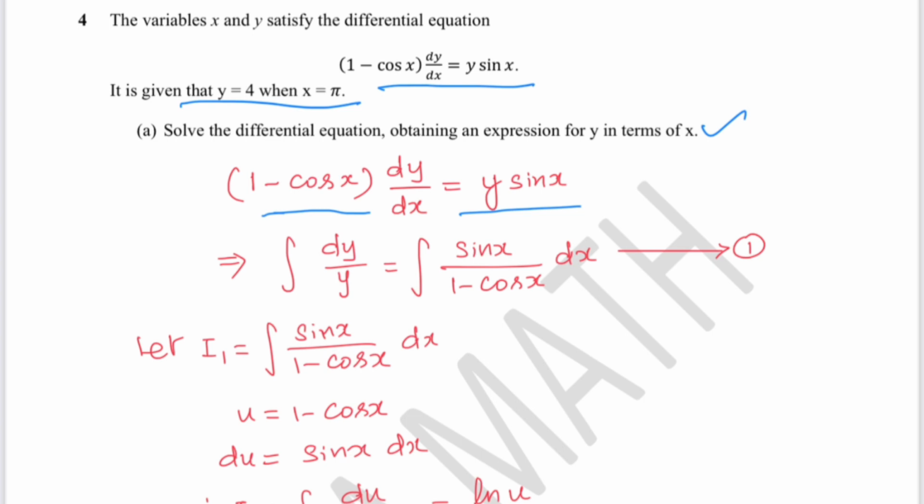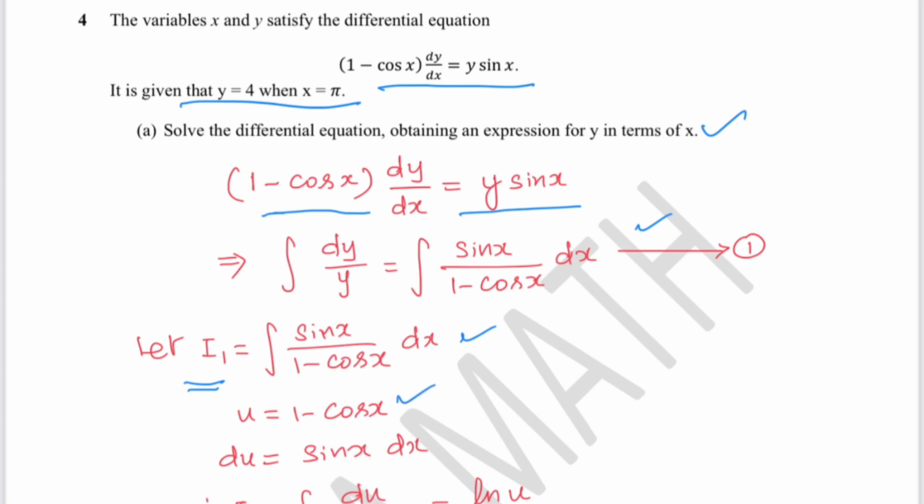So you rearrange the terms or collect the variables of same type. Separate y on the left side and x on the right side. So integral dy over y equal to integral sin x over (1 - cos x) dx. So that is, name this as equation 1. Now consider the right side integral. So let it be I1 is equal to integral sin x over (1 - cos x) dx. So use substitution to solve this integral.